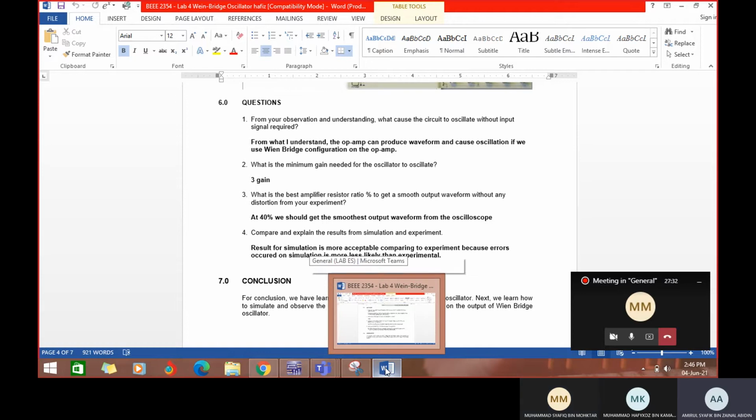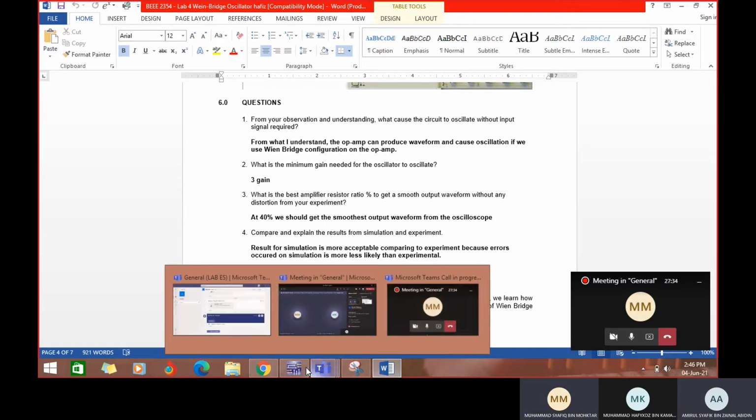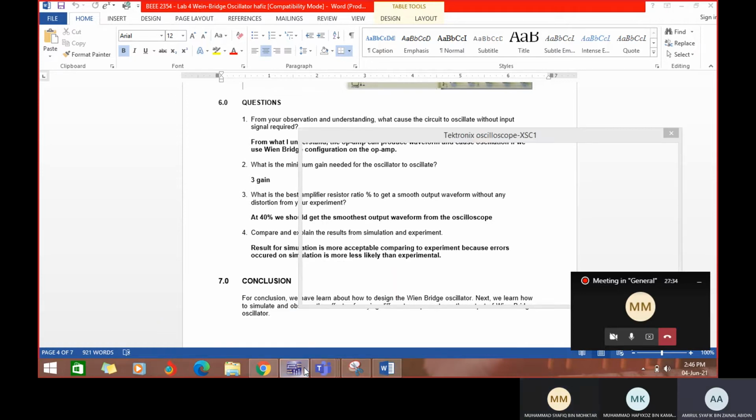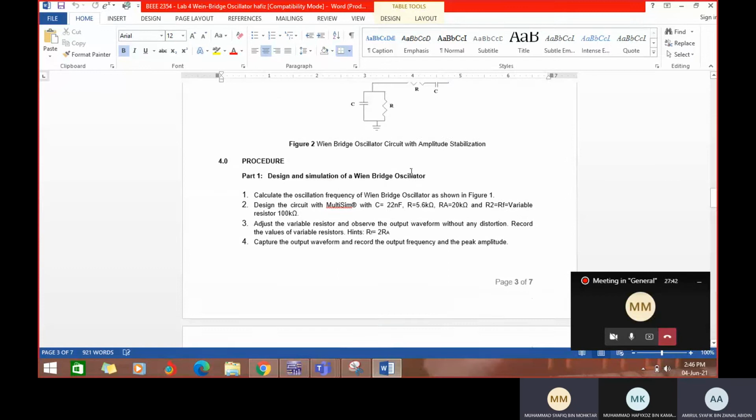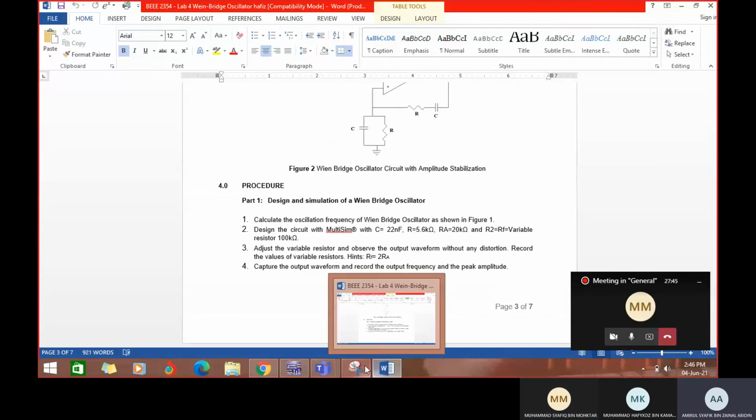Okay, for the circuit, I want to add something. I want to explain why there will be no frequency when it's less than 40k. I forgot to say that.